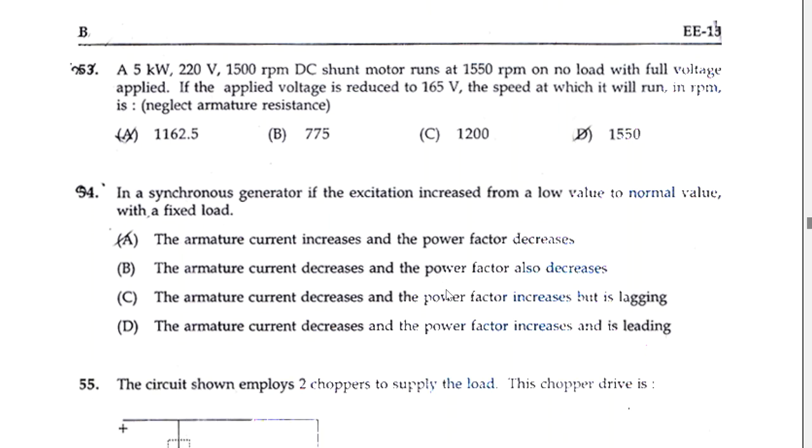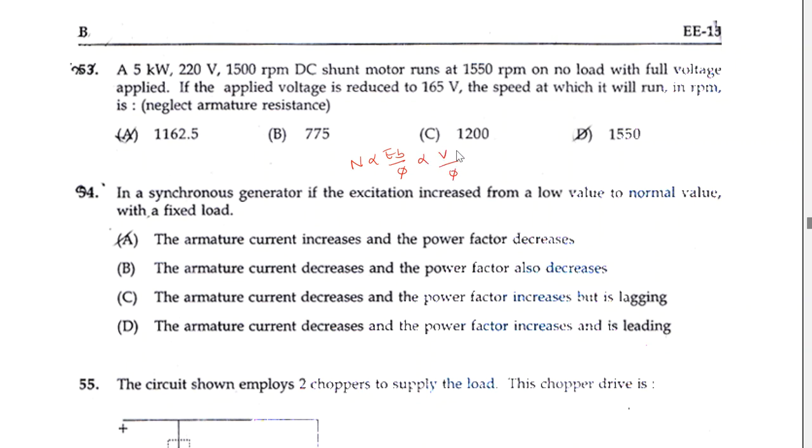Okay, next question. A 5 kilowatt, 220 volts, 1500 rpm DC shunt motor runs at 1550 rpm on no load with the full voltage applied. If the voltage is reduced to 165 volts, at what speed in rpm will it run, neglecting armature resistance? N is proportional to EB by phi. If we neglect the armature resistance, EB is proportional to V.